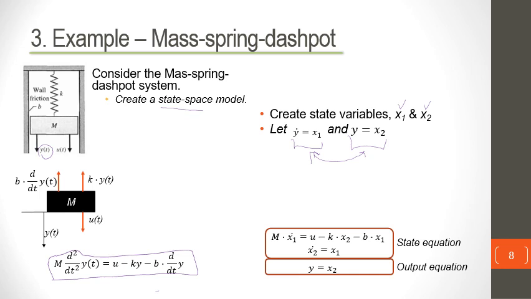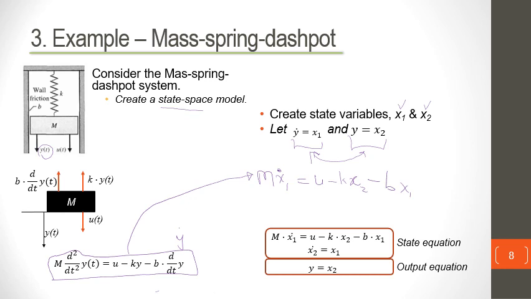So this means our ordinary differential equation can be rewritten as mass times y double dot, and y double dot is the same as x1 dot, because x1 is the velocity, so its derivative is y double dot. This is equal to u minus k times y, but we have already assigned y to x2, so this becomes x2, minus b times y dot, but y dot we've already assigned to state number 1, so this becomes x1. This becomes our first differential equation.